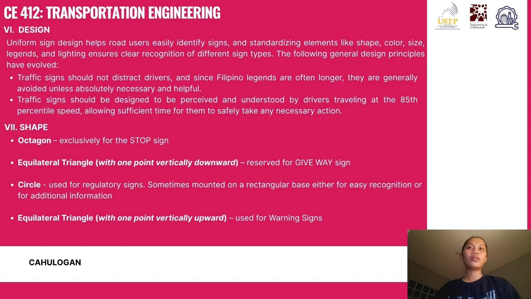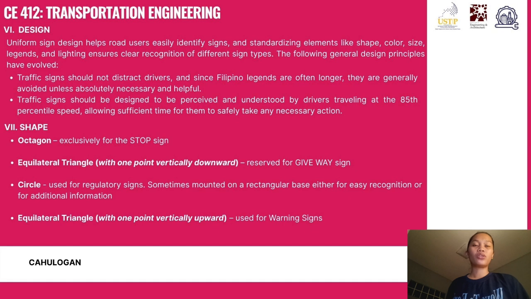Under design, we have first the shape. First in line, we have the octagon. The shape octagon is exclusively for the stop sign. Next is the equilateral triangle with one point vertical downward. I'll be showing images of these shapes that correspond to what signs they should be used for. Again, the equilateral triangle with one point vertically downward is reserved for the give way sign.